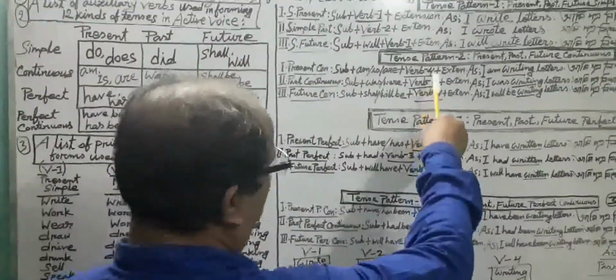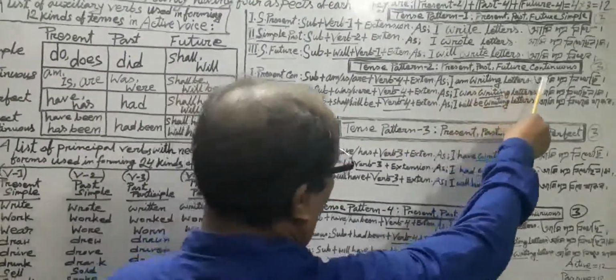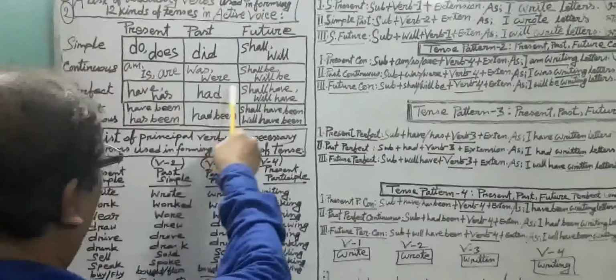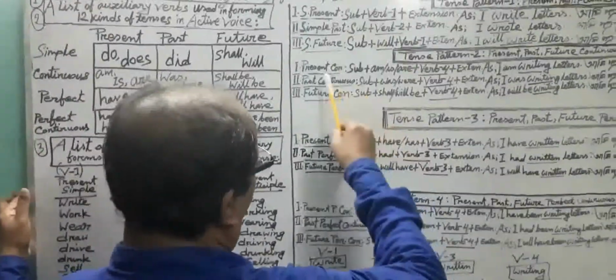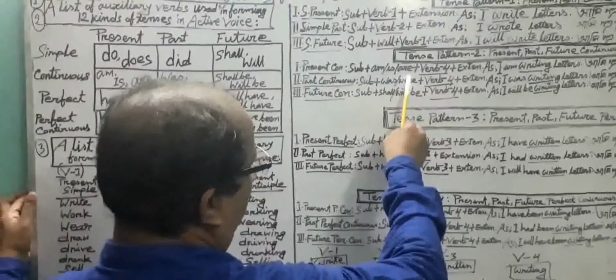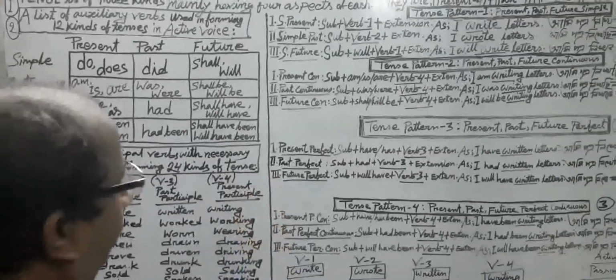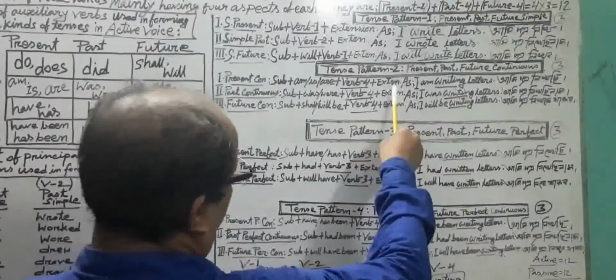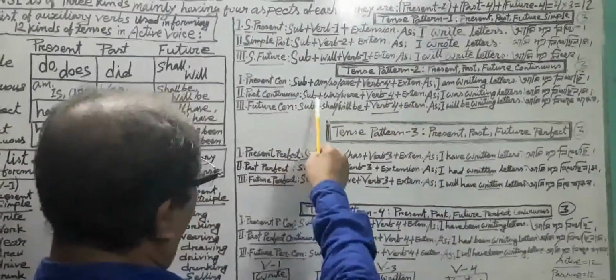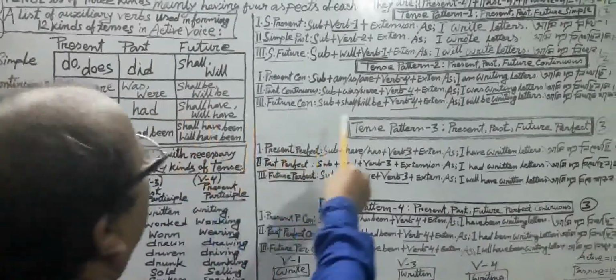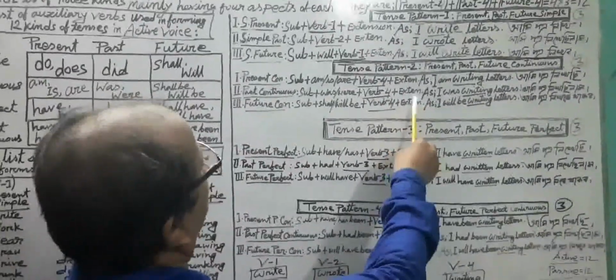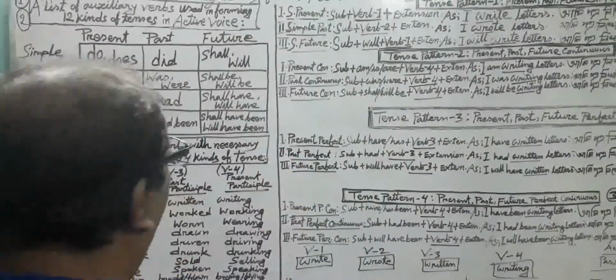Now tense pattern 2, present, past and future continuous tense, we use am, is, are, was, were, shall be, will be. Present continuous: subject am, is, are, verb 4, means present participle form, ing form. Then extension. In the same way for past continuous: subject was, were, then verb 4, extension. Verb 4 means ing form.